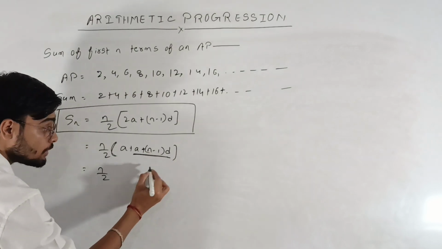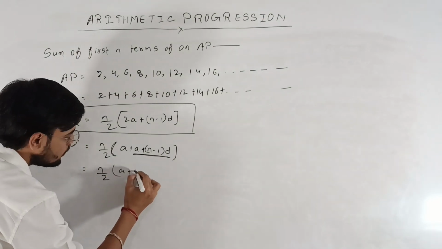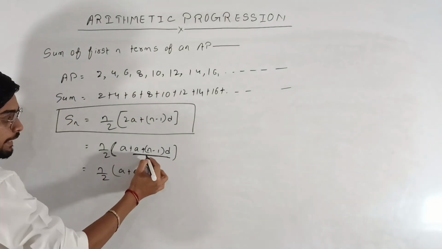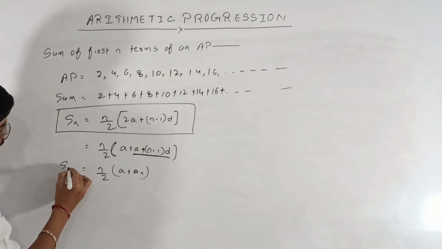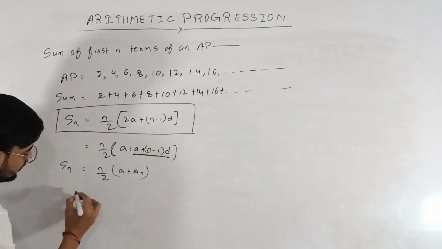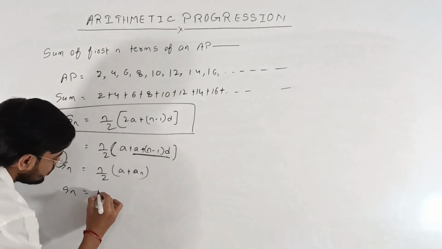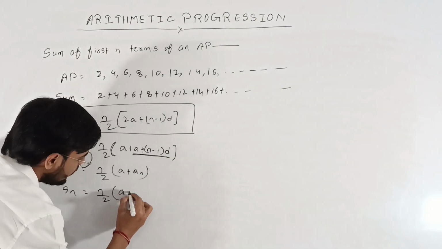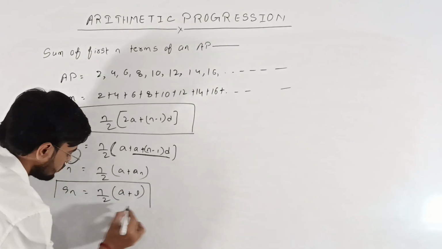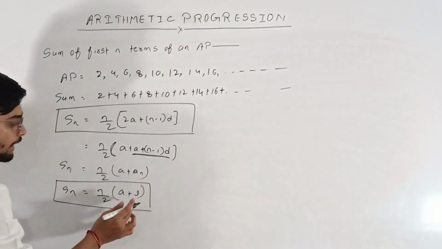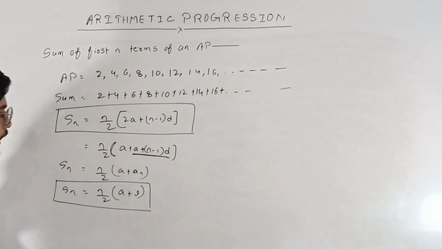Now look, this is n upon 2, a plus n minus 1 into d. A plus n minus 1 into d is the nth term of AP. So Sn is n upon 2, a plus an. So from here I write Sn is equal to n upon 2, a plus L, in place of an I write L. L means last term of AP.